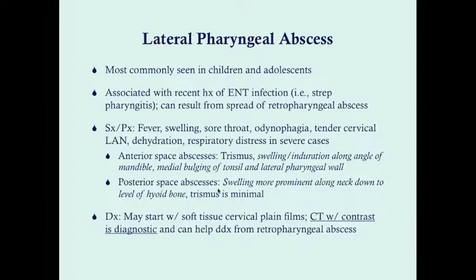A posterior space abscess, the swelling is going to be more prominent along the neck and to the level of the hyoid bone. And because this is anterior around the jaw area, the trismus is going to be minimal. For diagnosis, you can start with a soft tissue cervical plain film, but in many cases this is not going to help you very much because we can't visualize this space very well, not as well as we can on the retropharyngeal space. So in most cases, you're just going to need a CT with contrast, and that will be diagnostic. You need to do that, and it also can help you differentiate it from the retropharyngeal abscess.